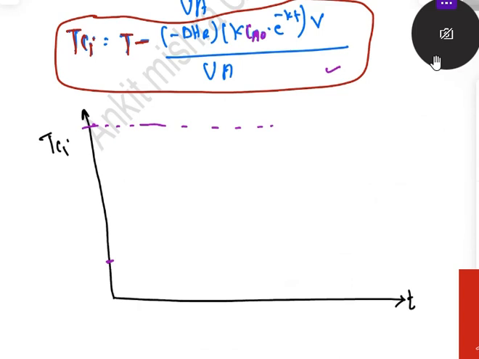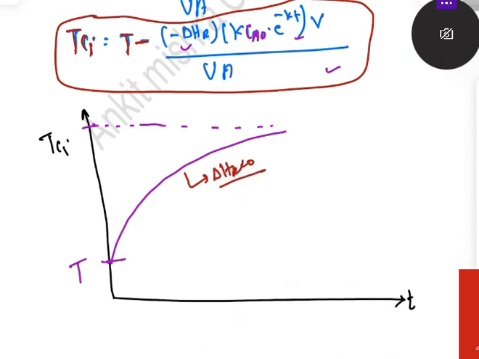I cannot say graph type because here there are two cases, delta HR and temperature, right? Sorry, time. If I increase the time, this part will decrease, and if delta HR is negative, it will start something like that. It will start from T, which is a constant temperature, and after that it will increase, and this one is delta HR less than 0.